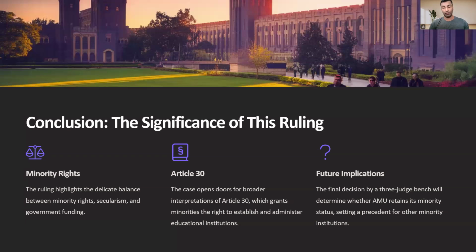So yeah. Now we have to wait for the final decision from the three-judge bench, which will ultimately determine whether Aligarh Muslim University legally retains its minority status in the light of its funding.